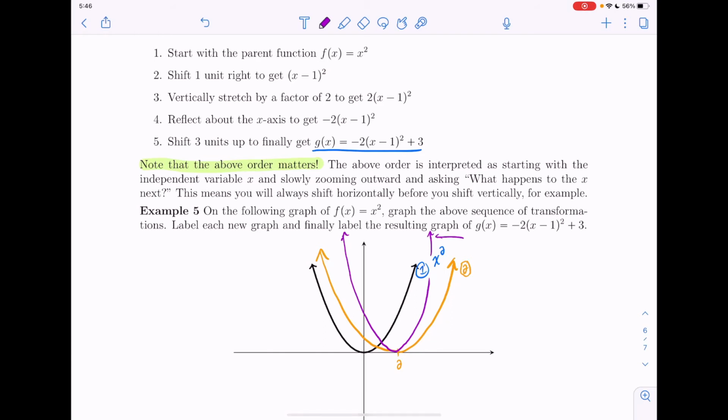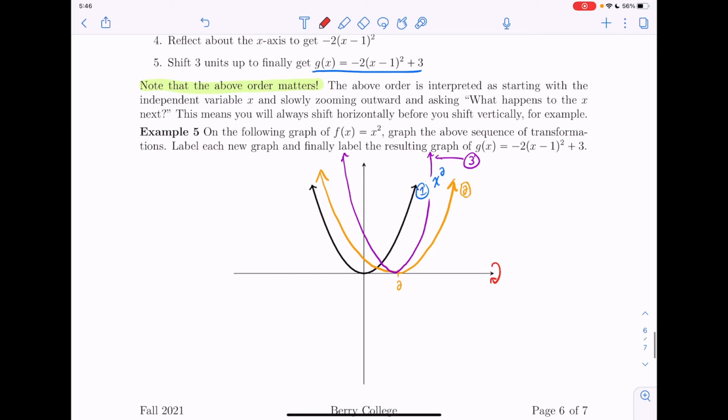And this might be step 3. Next step, it looks like we want to reflect about the x-axis. So if this is the x-axis, we reflect about it, that number 3, and it might look something like this. This is step 4.